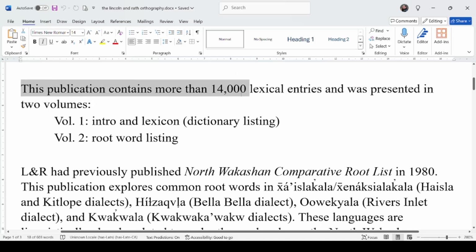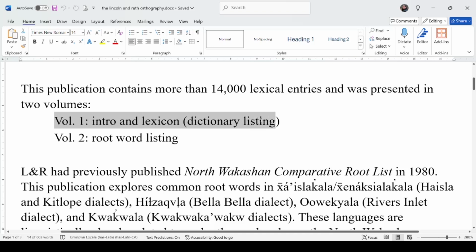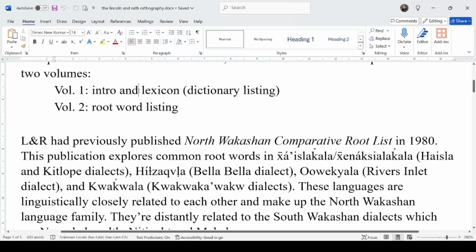This publication contains more than 14,000 lexical entries and was presented in 2 volumes. So in volume 1 is an introduction which explains different aspects of the Haisla language and how it works. And then the main part of it is the lexicon. So a lexicon is basically like the dictionary. It's a listing of words. And then in volume 2, we have something unique which had not been seen before with the Haisla language, really that much. We see a root word listing.